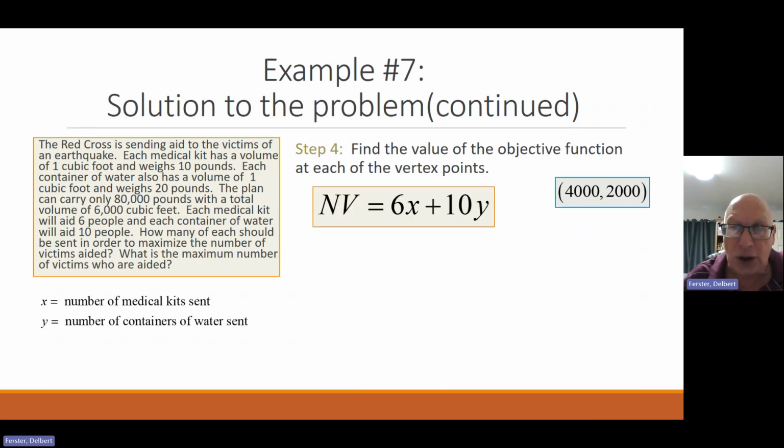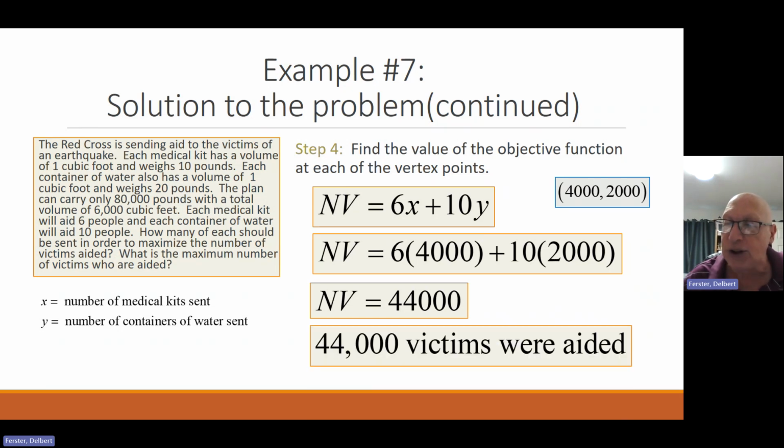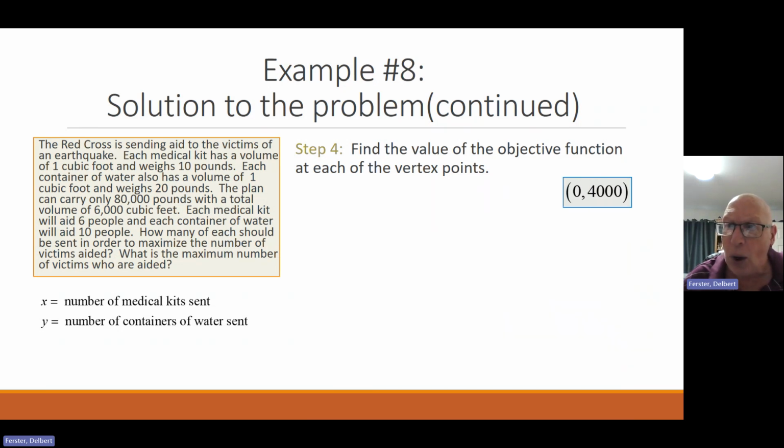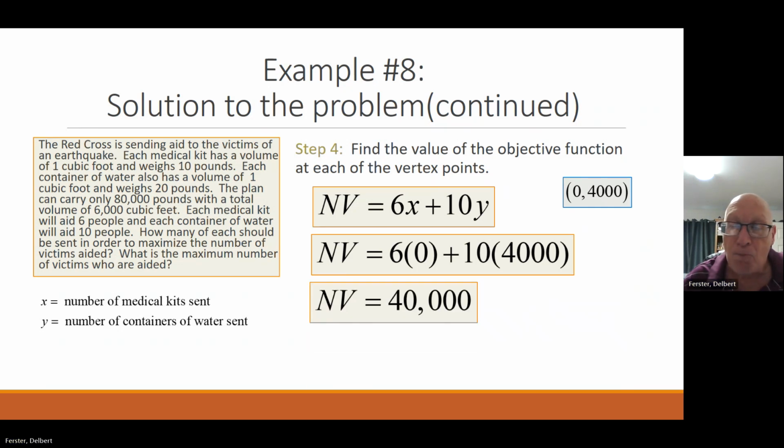There's your objective function. So 4,000 is going in for X, 2,000 is going in for Y, plug and chug. Oh, that's bigger. So in this context, if we send 4,000 medical kits, 2,000 containers of water, we would be assisting or providing aid for 44,000 victims. That seems to be the biggest so far. One still to go. Whether or not this becomes bigger, we'll have to plug and chug. There's your objective function. 0 goes in for X, 4,000 goes in for Y. Not bad, 40,000 victims aided.